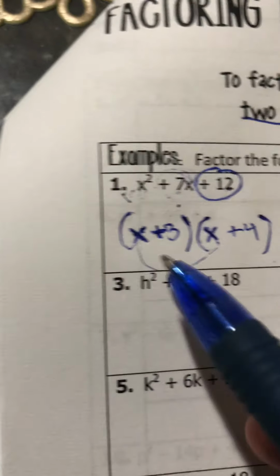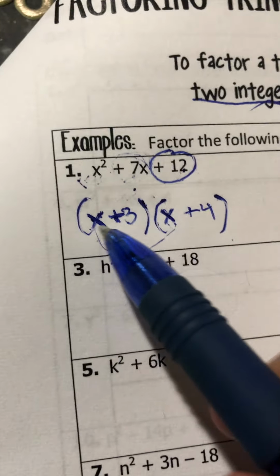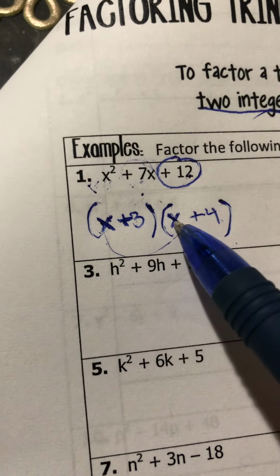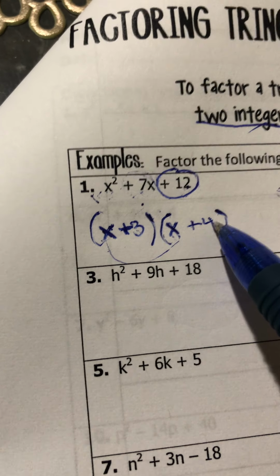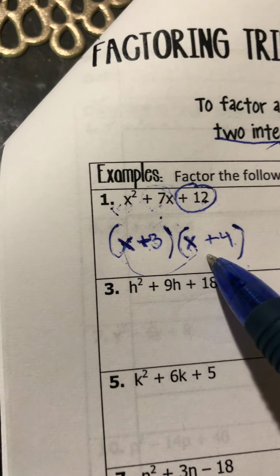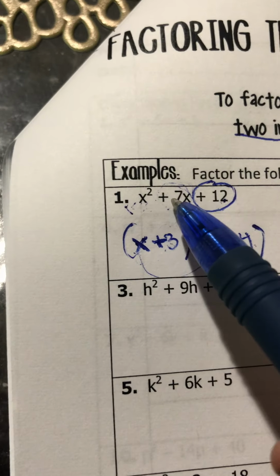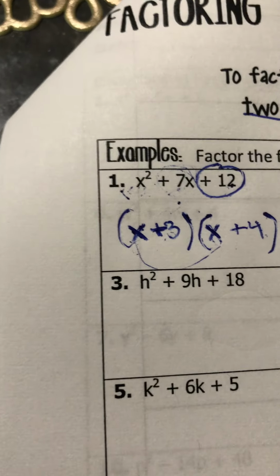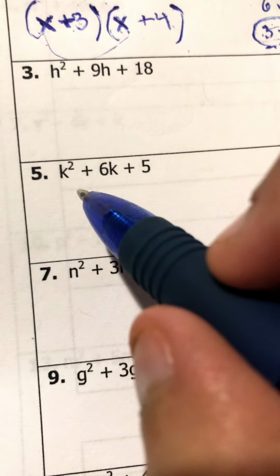You can FOIL: x times x is x squared, x times 4 is 4x, 3 times x is 3x, and 3 times 4 is 12. So you get x squared plus 3x plus 4x plus 12, which combines to give x squared plus 7x plus 12. So this is the final answer. Now let's do this one.